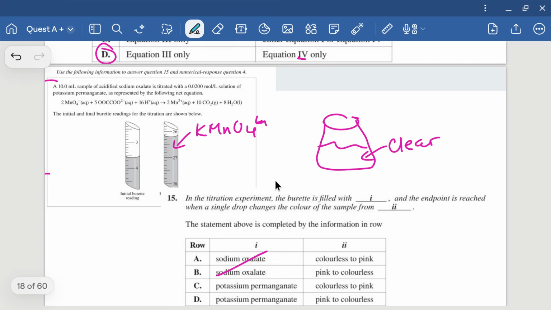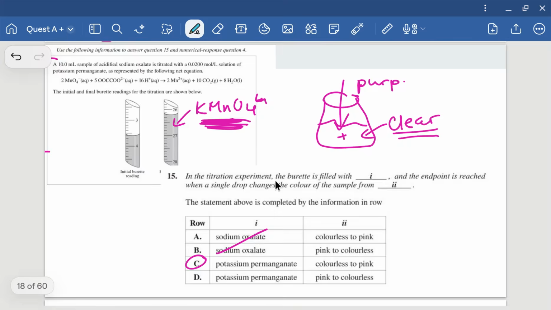What shows you the color change is you're adding in that purple color, because this solution is very, very dark purple. As you add it in, and this is just a natural indicator, as soon as you don't have any more of the sodium oxalate to react, then one more drop of purple would cause it to turn pink. So this answer is going to be C.